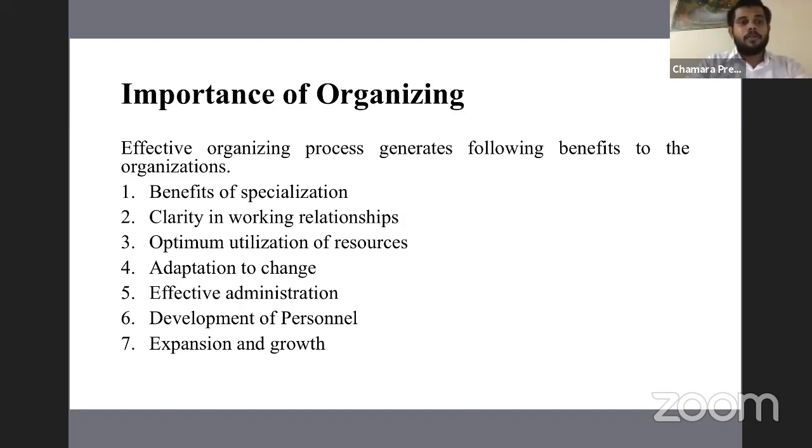Now what we mean by clarity in working relationships is, if you don't know to whom you should report and what your tasks are, what you should do, then people just stay in an organization without doing anything. Why? Because they don't know what needs to be done and to whom they should report. So it creates many problems within the organization. But if we have a proper structure, it will tell you what should be done and what should not be done. So it creates clarity in working relationships.